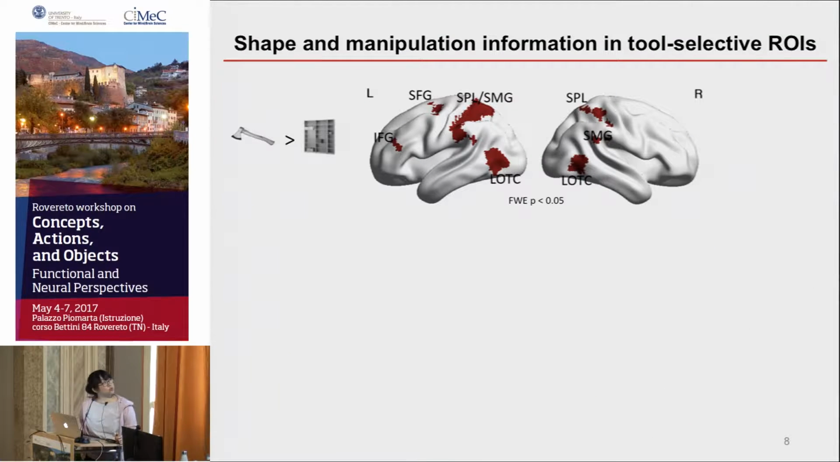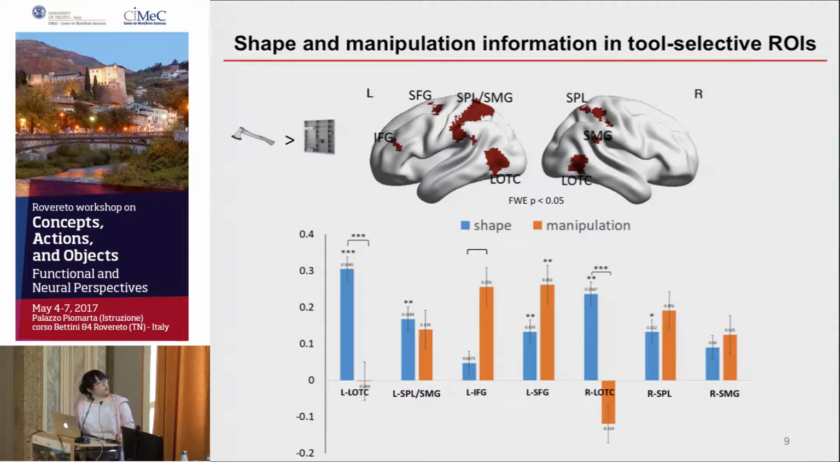Here come the brain results. We first did the analysis in two functionally defined selective ROIs. We defined these ROIs by contrasting tools with large non-manipulable objects, and we got results very consistent with the previous literature. Shape information and manipulation information were then computed for each ROI. And here are the results.